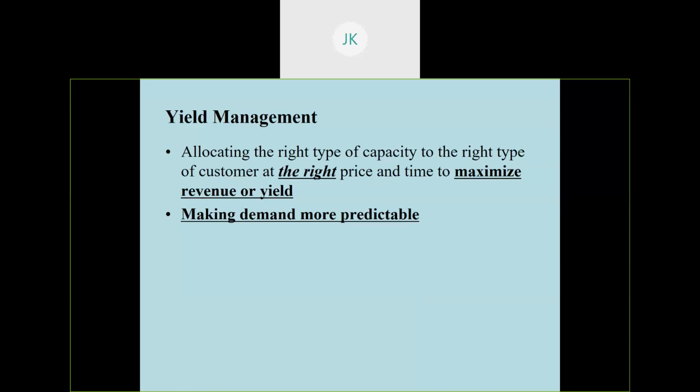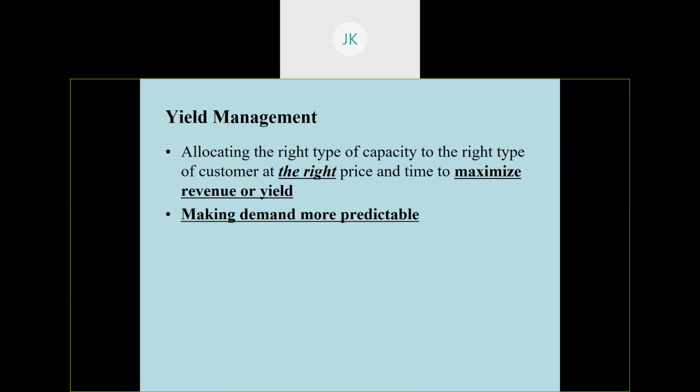Then my wife found an early bird special. If we park there earlier than like 8 a.m., then it's $9 all day long. That is another yield management example.